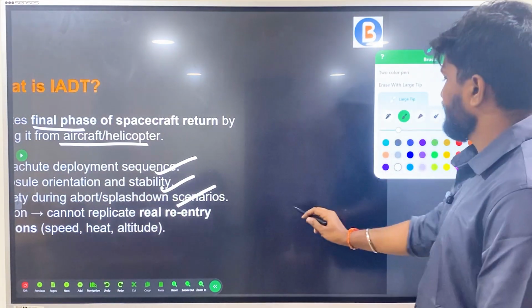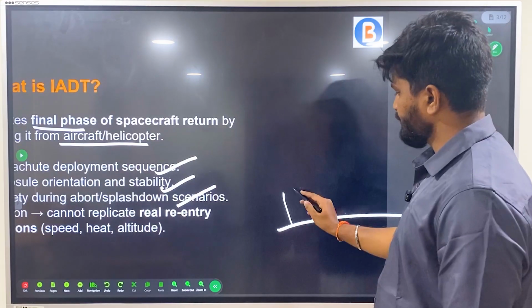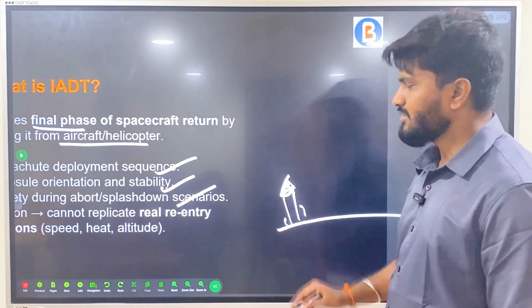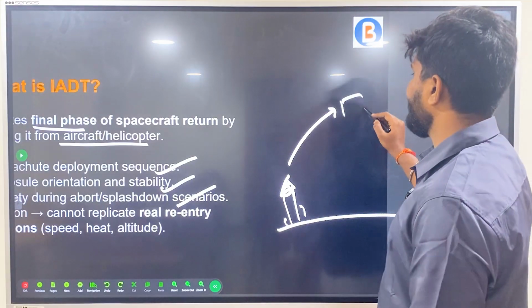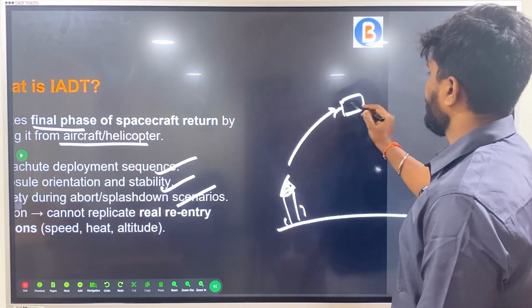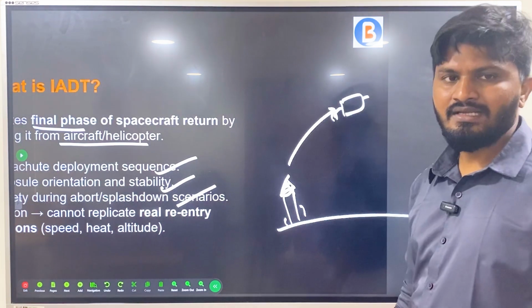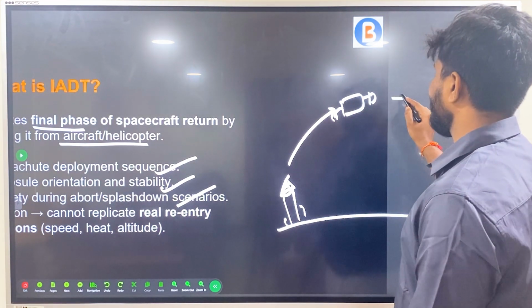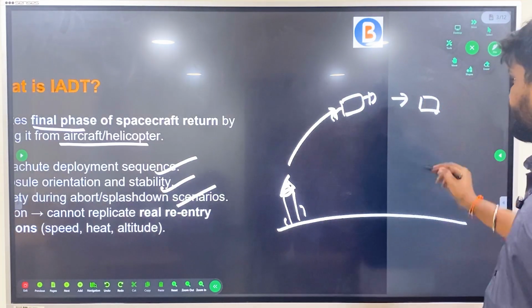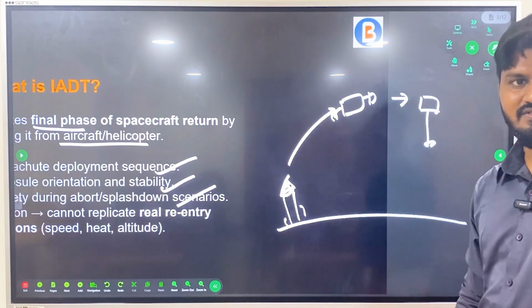In a spacecraft mission, if this is the Earth, a rocket or space shuttle will be sent to space. Once it is sent to space, it detaches, and then the crew will roam around in space for some period of time. After the tests are done, they will be coming back. When they come back, they will start falling freely.